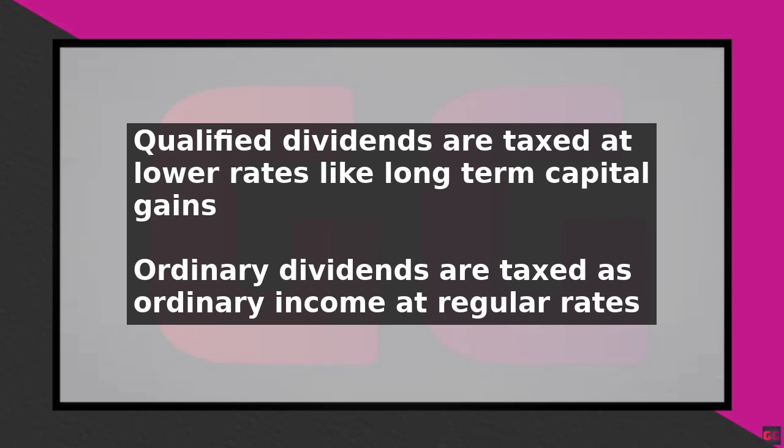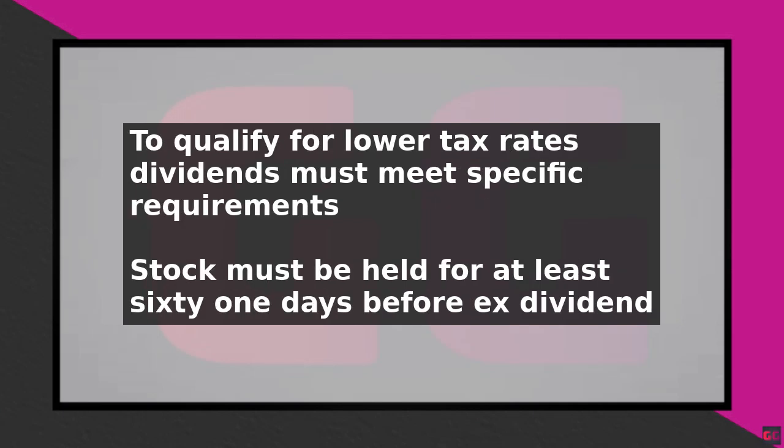To illustrate the difference, let's consider an example. Suppose an investor receives a dividend of $1,000 from a U.S. corporation and is in the 24% tax bracket. If the dividend is qualified, the investor will pay 15% in taxes, which is $150. If the dividend is ordinary, the investor will pay 24% in taxes, which is $240.